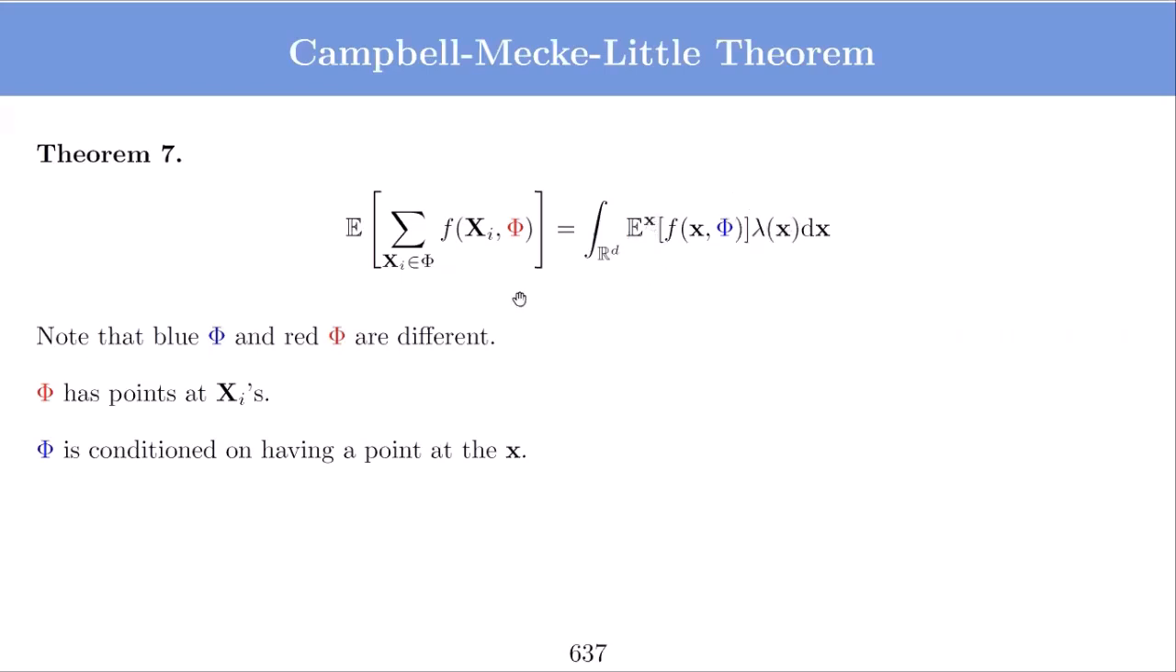You can notice this blue and this red phi are actually different. This phi is conditioned that there is a point at x, while this phi just has points at x's side. Then you go to each point, compute this function, and take the expectation. I will not go through its complete proof, but I'll give you a small, compact overview of how this result comes into picture.